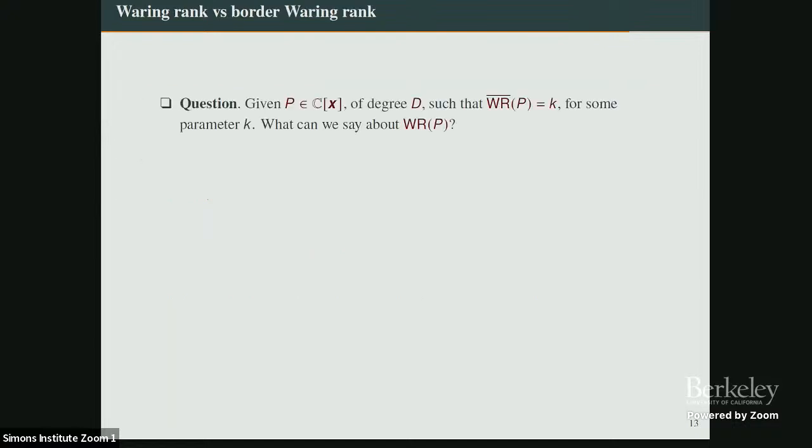So we want to understand Waring rank and border Waring rank. Here is the question: if the border Waring rank of a polynomial is k, what can you say about the Waring rank of this polynomial? It's a natural question: how large can the gap be? What is known is a d to the k kind of upper bound. That means if k is constant, this is still poly d.